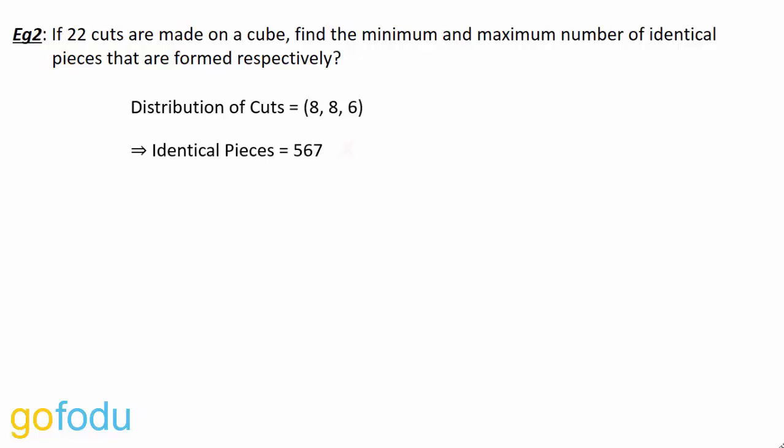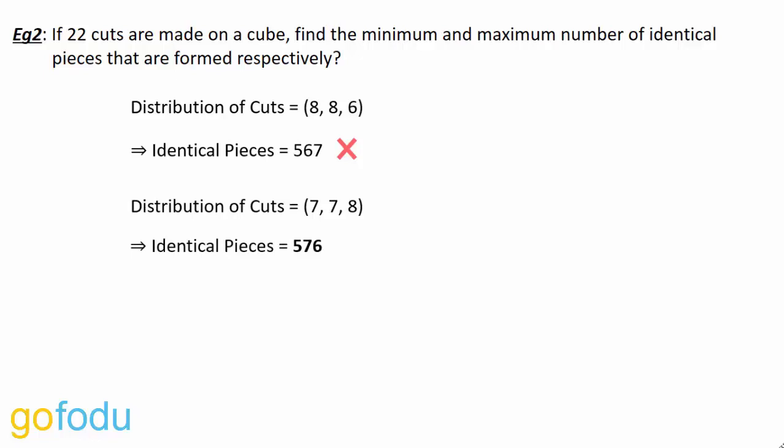But this is incorrect. If the distribution is 7, 7 and 8, then we get 8 into 8 into 9, that is 64 into 9, 576. 576 pieces, which is maximum for the given number of cuts. No other combination will give this figure.